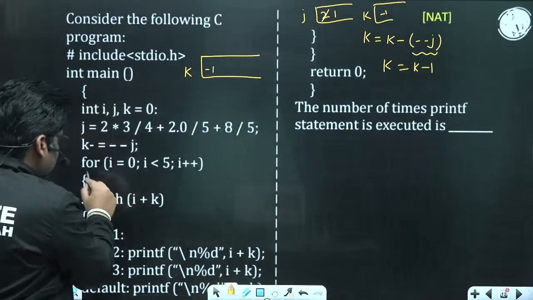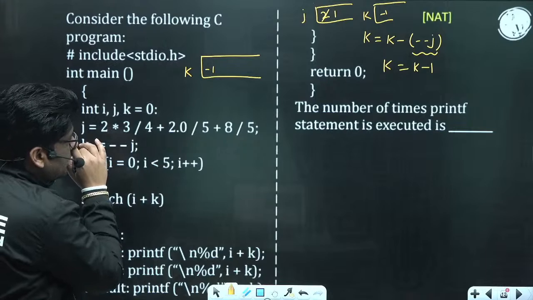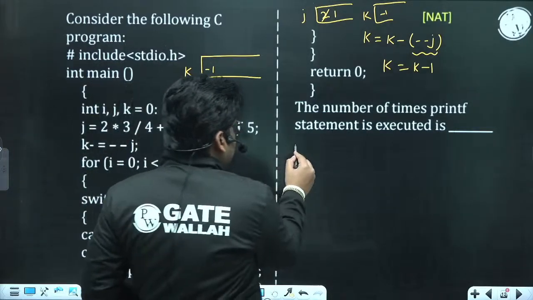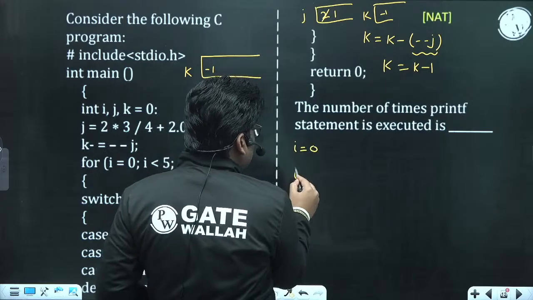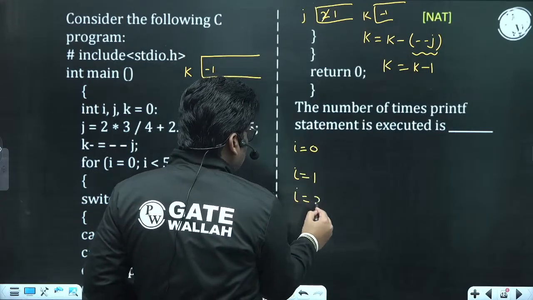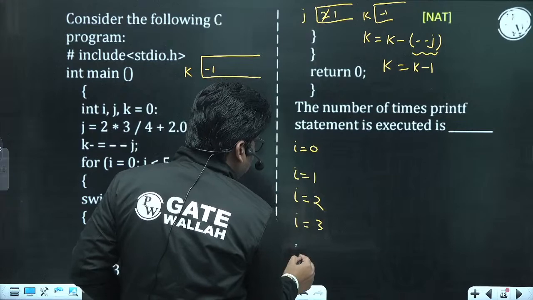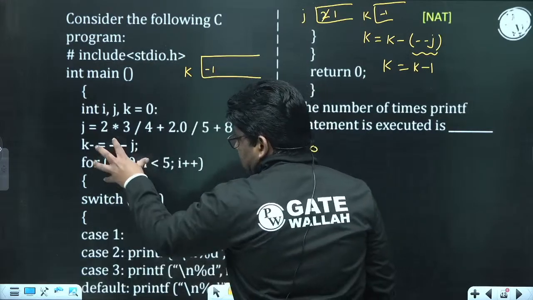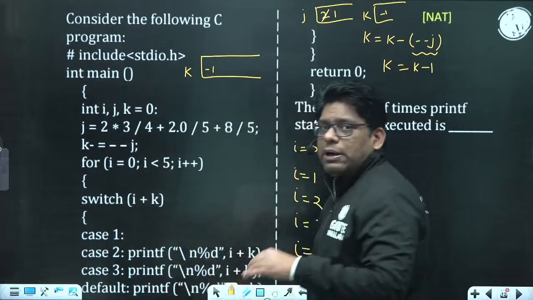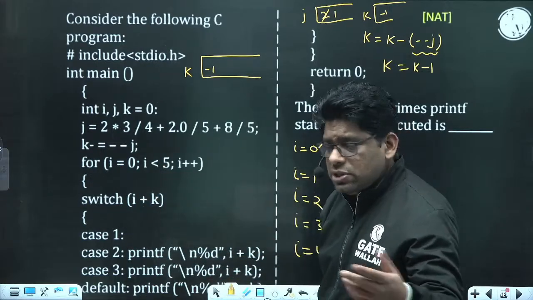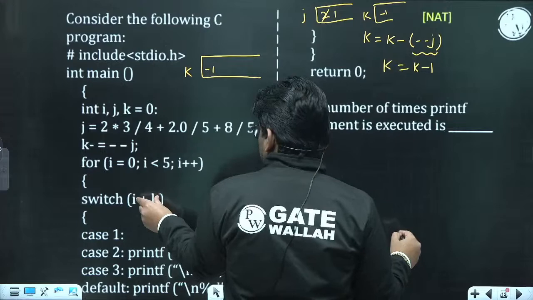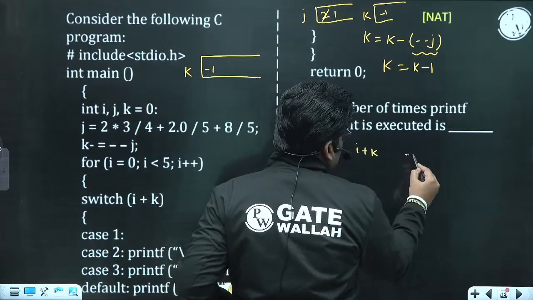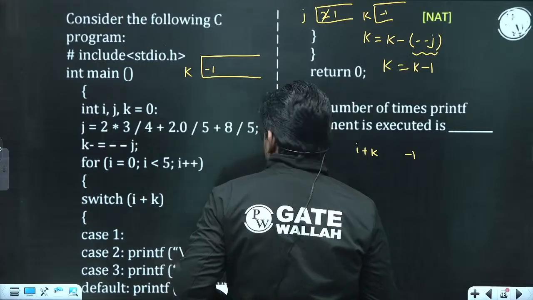We need to execute this for i is equal to 0, 1, 2, 3, 4. Inside the for loop there is a code, but what is that code? That code is a switch statement, and switch is based on i plus k. So tell me what is the value of i plus k? Sir, 0 plus minus 1 is minus 1.